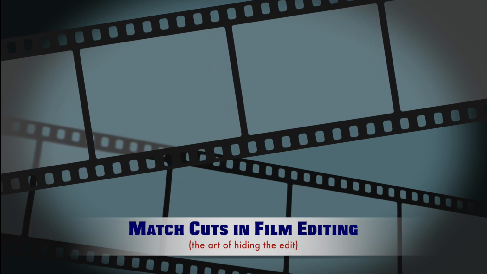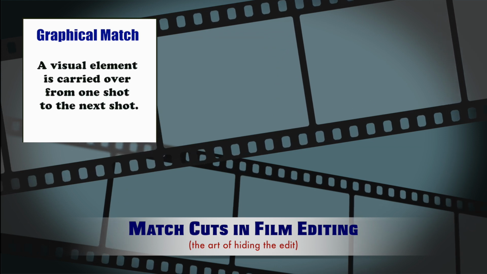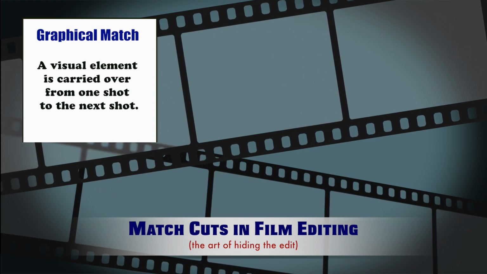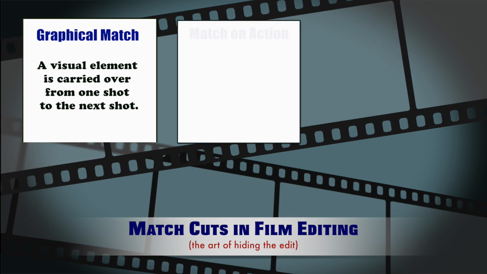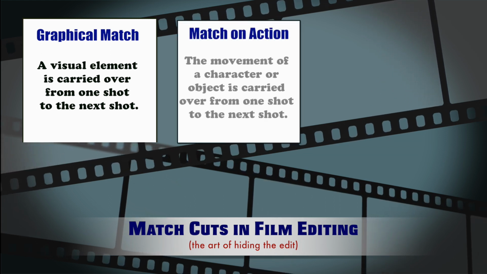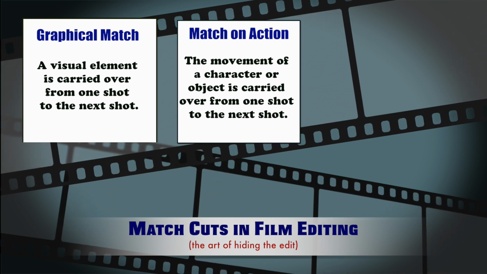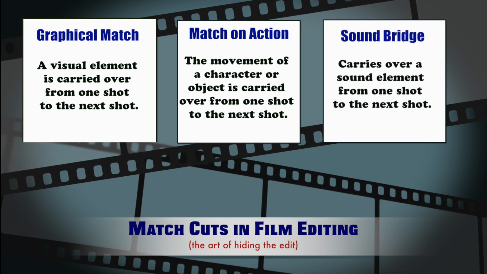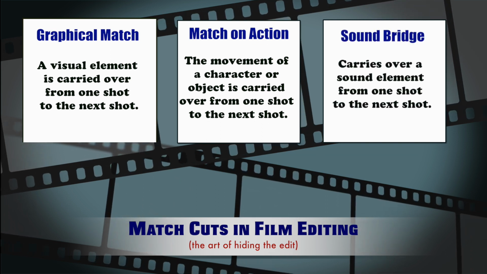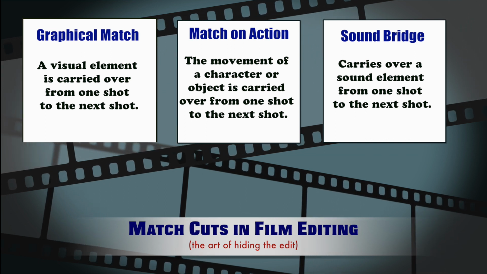There are three types of match cuts. First is a graphical match cut, which uses a visual element in one shot and carries over that element to the next shot. Second is a match on action cut, in which the movement of a character or object is carried over from one shot to the next. And third, a sound bridge, where an audio or sound element is used from one shot and carried over into the next shot. Let's take a look at examples of these three types of match cuts.